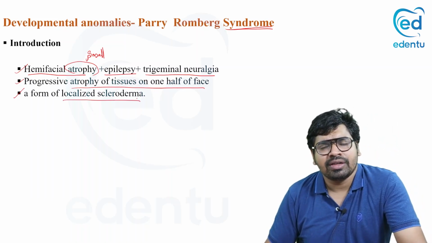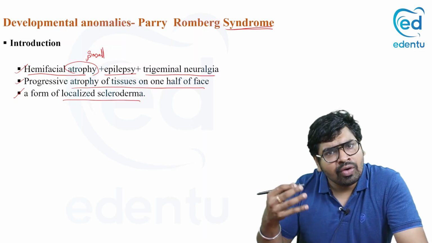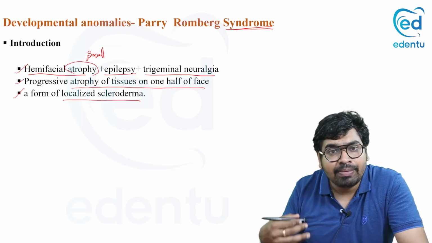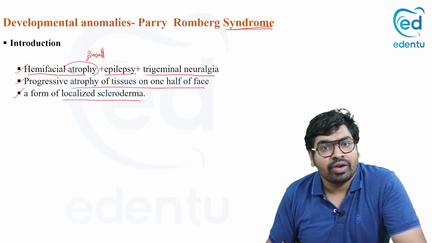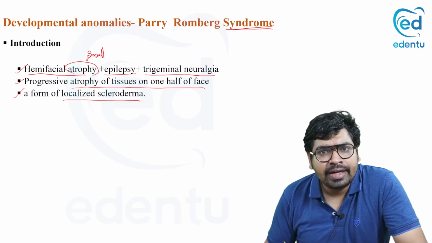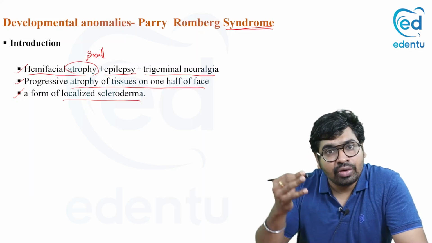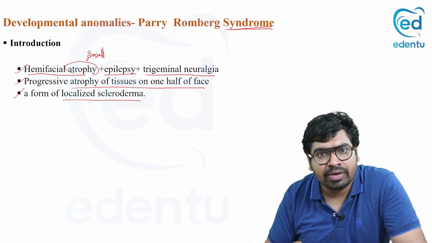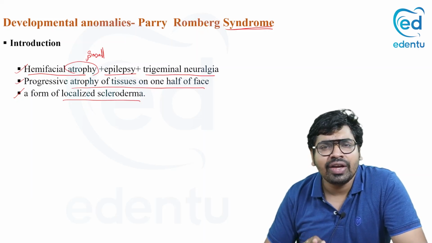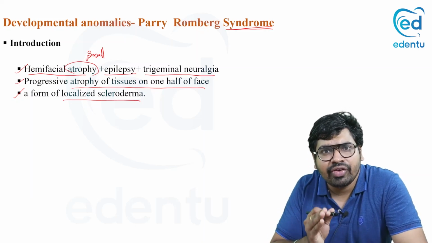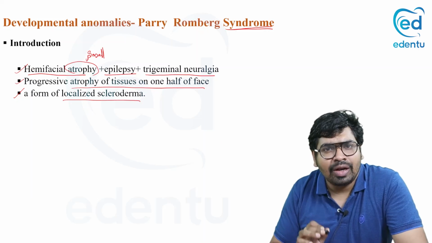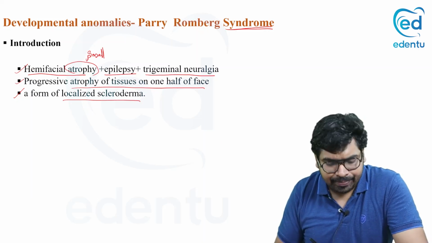Scleroderma is a systemic disease that can affect any part of the body, and it is also a progressive atrophy. Here it is only one side of the face, not the whole body, that is affected in Parry-Romberg syndrome. Only one side of the face is affected. That is called hemifacial atrophy. So it's a localized form of scleroderma.